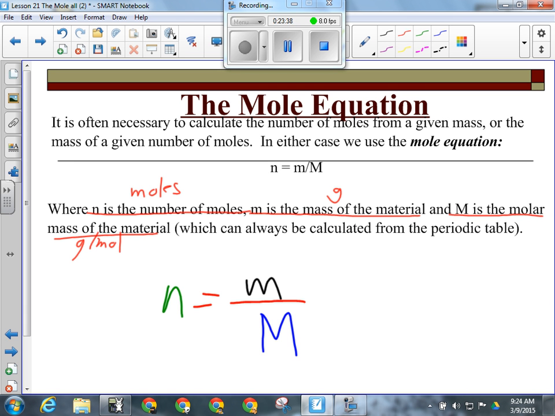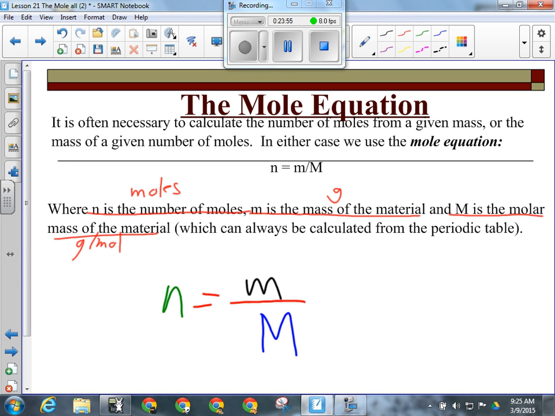Right? So, I mean, let's say I had slices and slices per pizza, I'd be able to figure out how many pizzas I had by dividing the number of slices by how many slices are in a regular pizza. It's kind of like that, right?